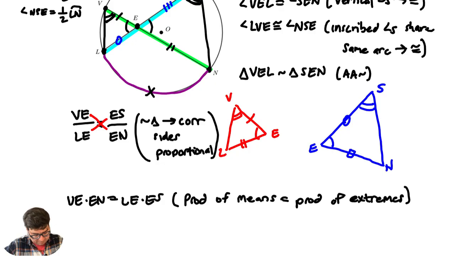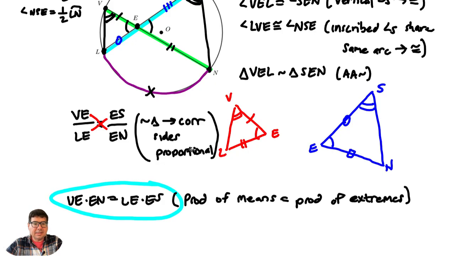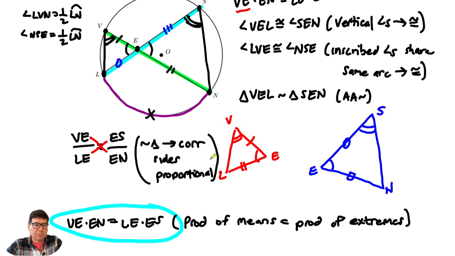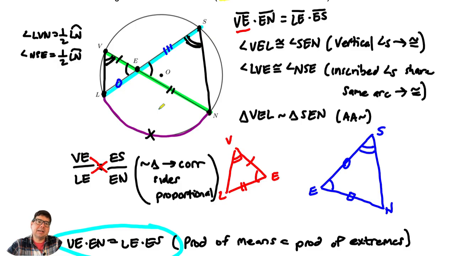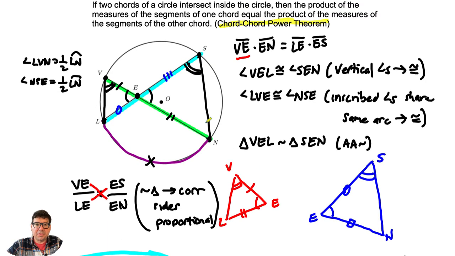So that's the logic behind it, and other examples will use this chord power theorem a lot. Just remember, the products are equal because we have similar triangles, and the ratios of corresponding sides in similar triangles are equivalent. From there, we can figure this out, but the theorem gives us a little bit of a shortcut. All right, I hope this helped.